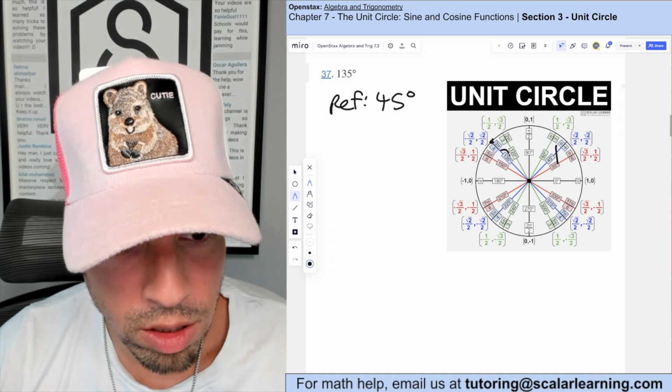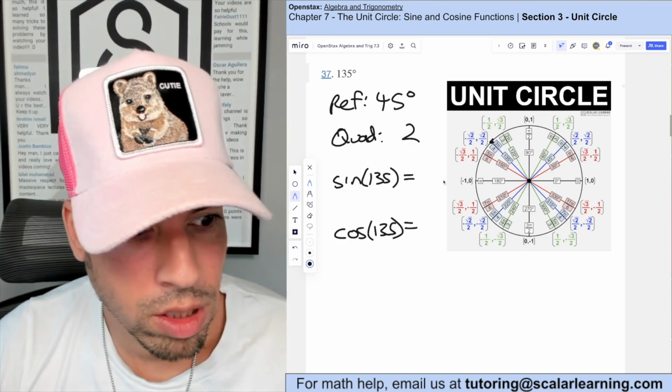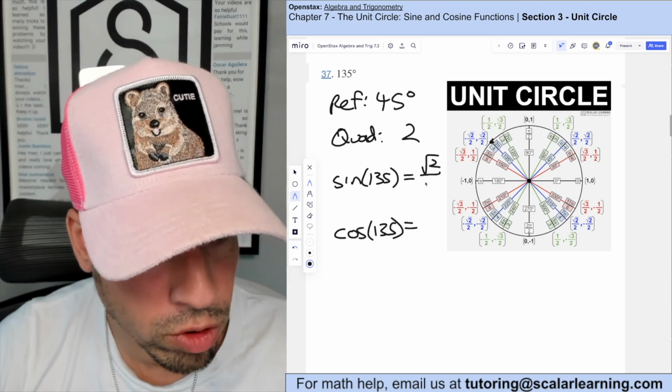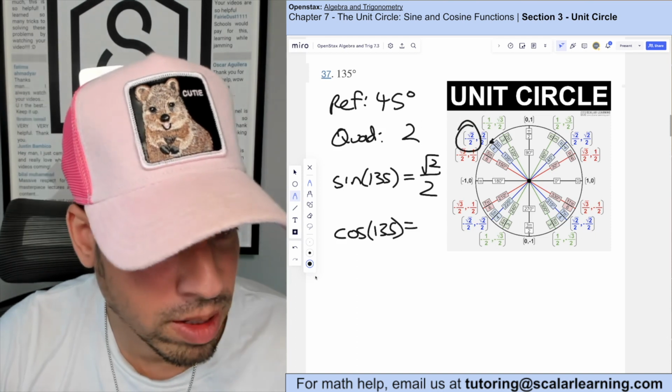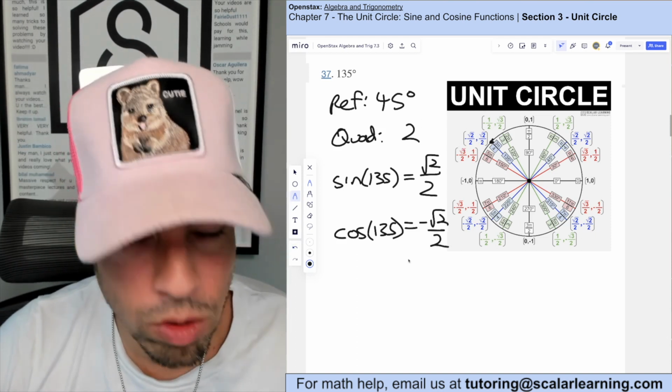Well, this is 1, this is 2, so this is in quadrant 2. And now to get the sine and cosine values, sine is the corresponding y value of that coordinate, which is rad 2 over 2. And cosine is the corresponding x value of this coordinate, which is the same, but just negative rad 2 over 2. That's how you do it.